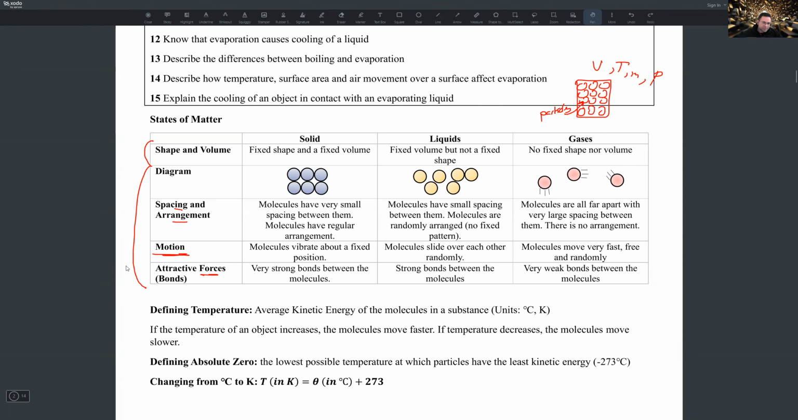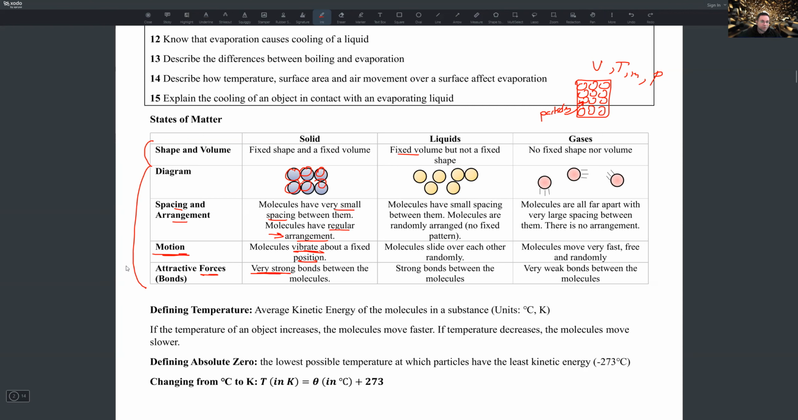Solids have fixed shape and fixed volume. We draw them as circles that are stuck together with very small spaces. They have very small spacing and regular arrangement. Keep this in mind: they vibrate about a fixed position, and they have very strong bonds.